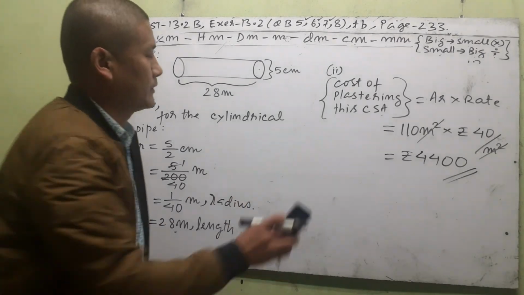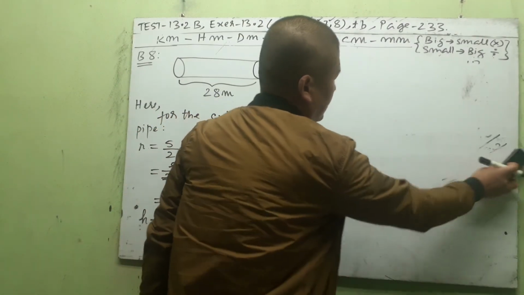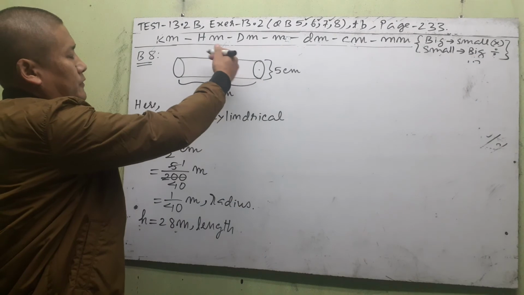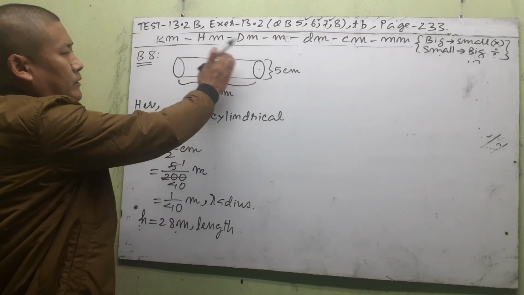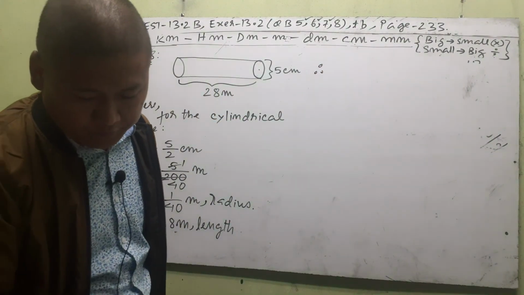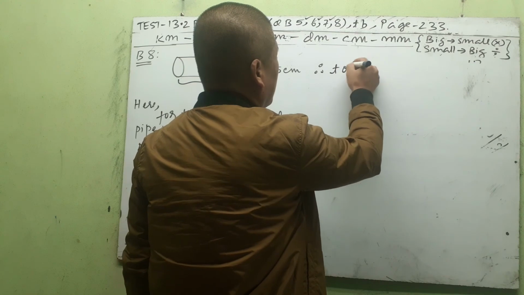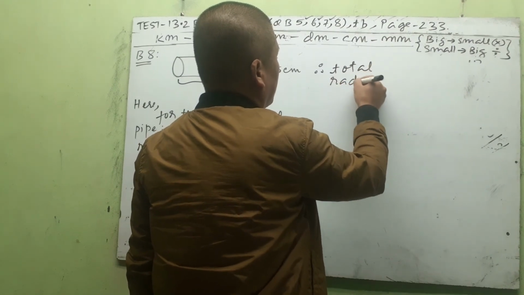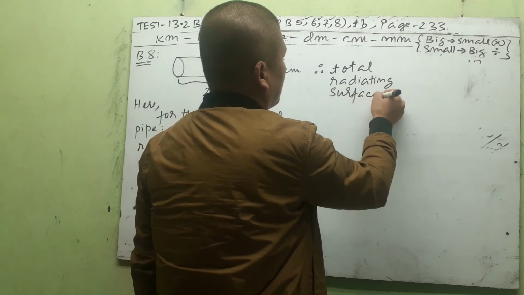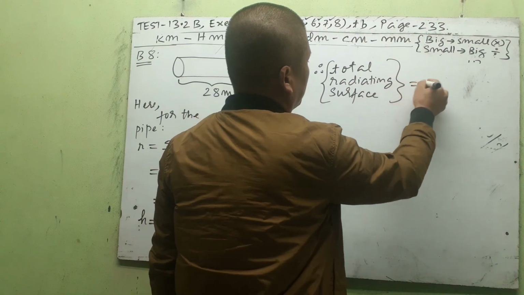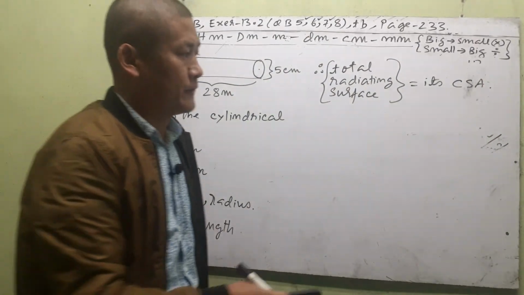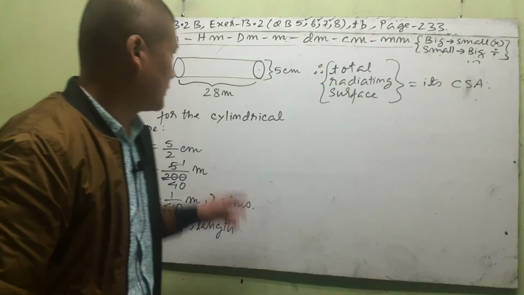So once we're through with that, the question is asking us to find the total radiating surface. The surface from where the heat can be radiated is only the curved surface. So therefore, the total radiating surface of the pipe system will be simply equal to its curved surface area, right? Because that's the only surface available for radiation of heat, because these parts are hollow, right?